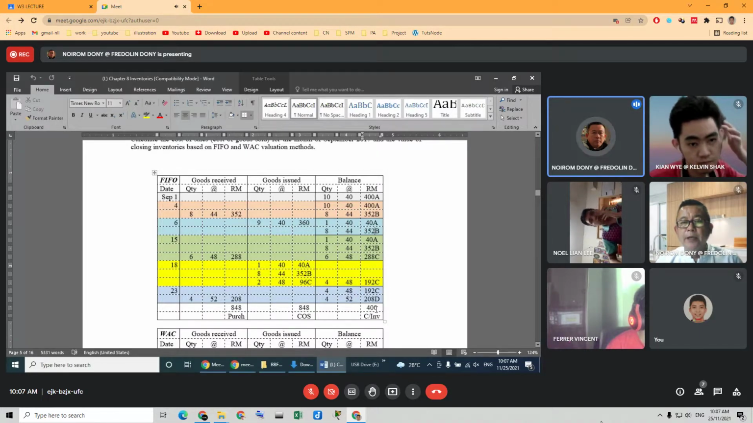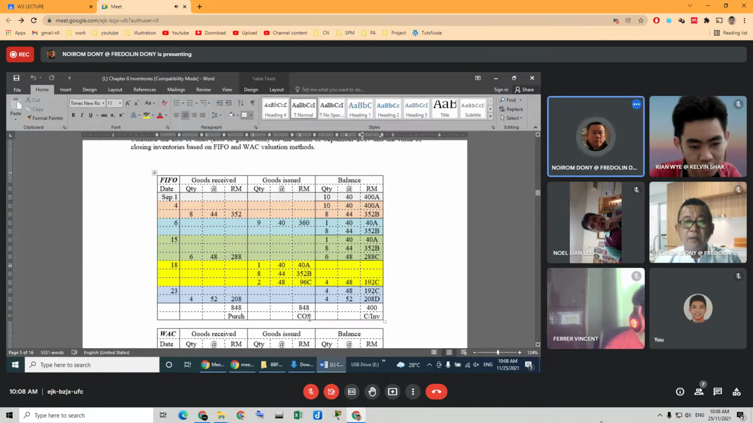Okay. But the question also wants the cost of sales. The cost of sales is actually the goods issued here. Because this is the sales column, isn't it? So goods issued. Look at the value column. Now for this one, you can add from the above row 360 plus 40 plus 352 plus 96, then you get 848. So this is representing the cost of sales or cost of goods sold, same meaning.